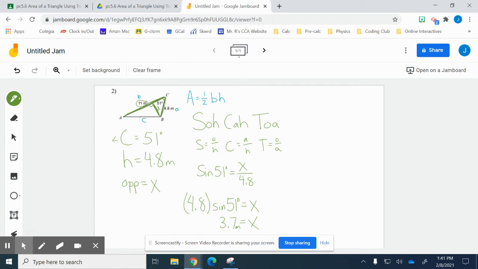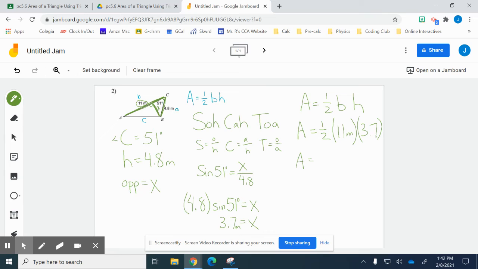So now we're going to go over here and back to our area formula. Area equals 1/2 times the base times the height. So the area equals 1/2 times, and our base is going to be that 11 meter thing. It doesn't matter that it's up there on the side. What matters is that the height perpendicular to the base is 3.7. And so now we're just going to put that in the calculator.